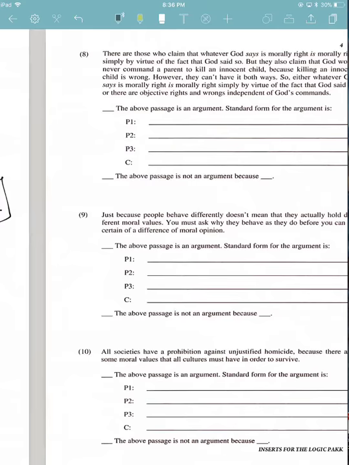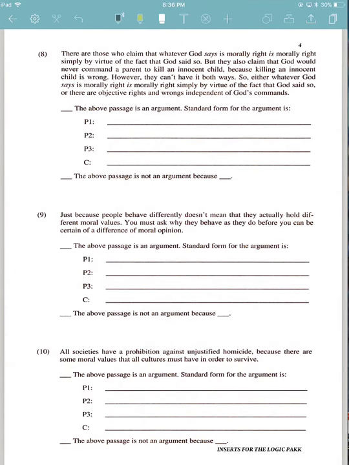Kind of move over here. Let's go ahead and look at something else. Let's look at number 9, right? In 9 I have statement 1, and I have statement 2. It says just because people behave differently doesn't mean that they actually hold different moral views. You must ask why they behave as they do before you can be certain of different moral opinions. I'm looking at this, and there's really not one of them.